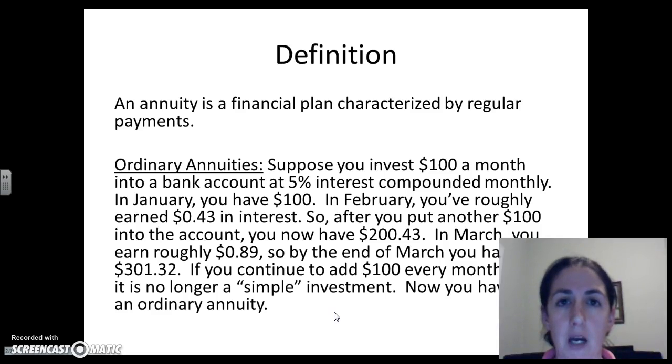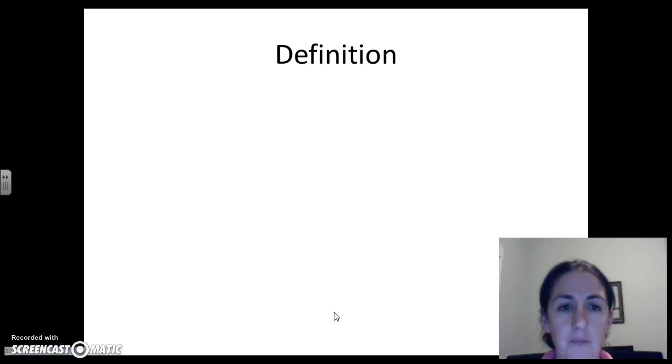So now we have the $100 we started with, the $100 we just put in, plus the 43 cents that we earned in interest. So now in February, our account has $200.43. So in March, we've earned roughly 89 cents. So by the end of March, we put in another $100. We have that extra interest payment. Now we have $301.32. So if we continue to add $100 every month, it's no longer a simple investment. Now we have what's called an ordinary annuity.